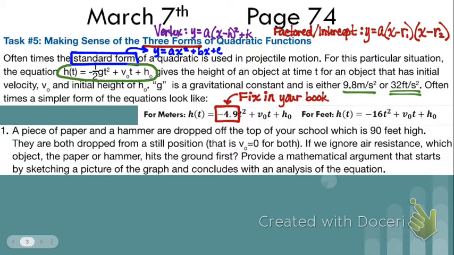Let's do this quick. Come over and watch if you want to. Ball of paper, hammer. Yeah, I only let the one go. Whether I'm standing on top of the school or just right here, they hit at the exact same time.